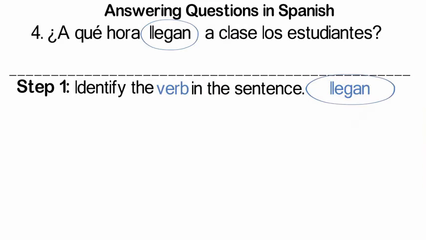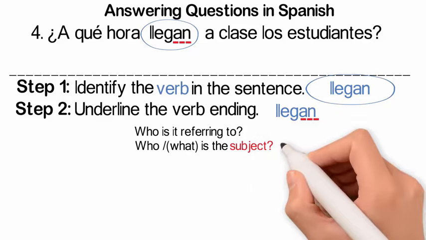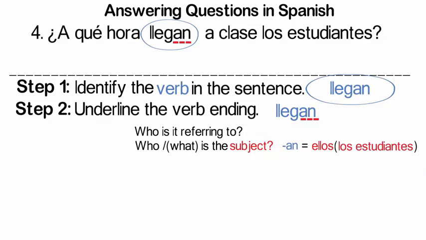In step 2, underline the verb ending. In this case, the ending is an. Once you've underlined it, you can answer who is the ending an referring to. Who is the subject? The subject here then is los estudiantes, ellos.